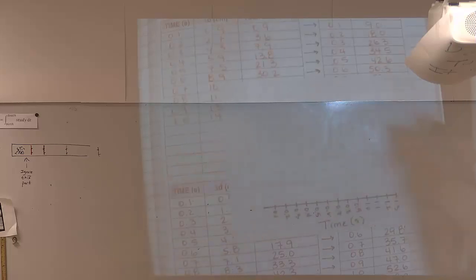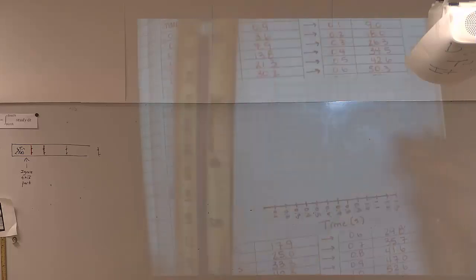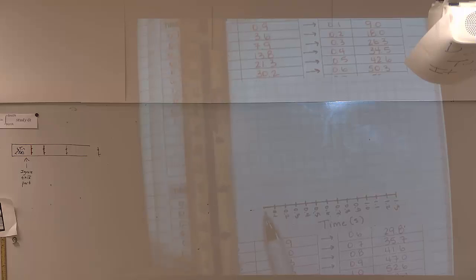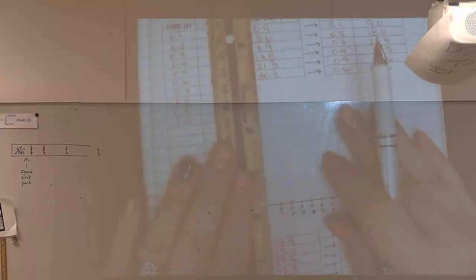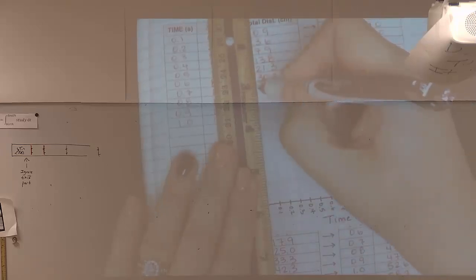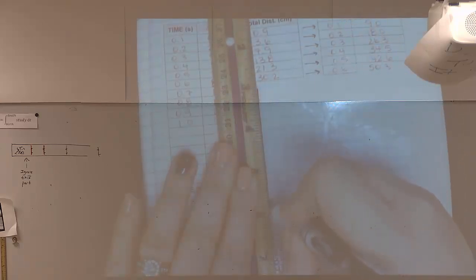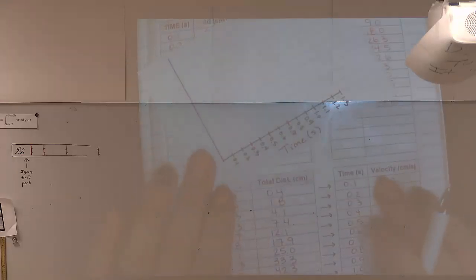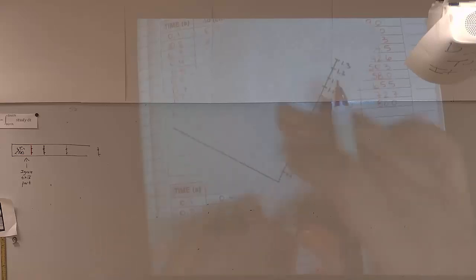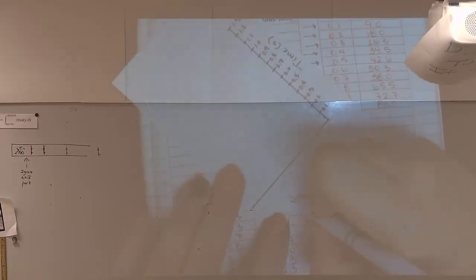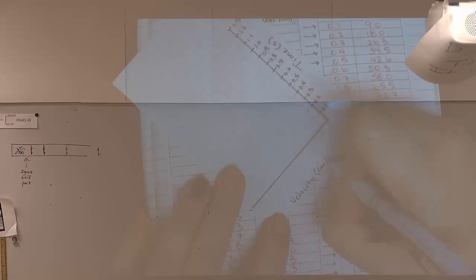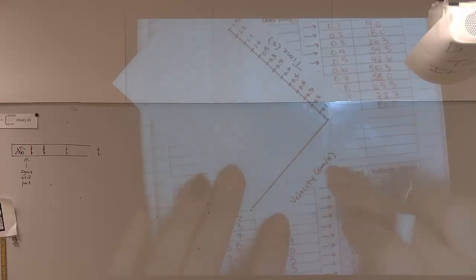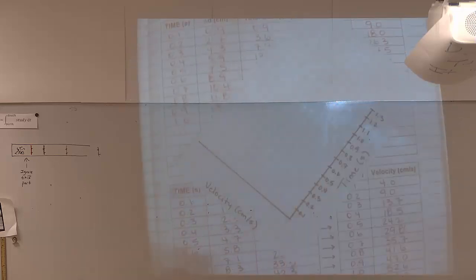So now we're going to, again, take a straight edge, and right along here, you're going to draw in your y-axis, all the way up. This one is going to be velocity in centimeters per second, so go ahead and label that. Velocity, centimeters per second. Now we're going to scale it.